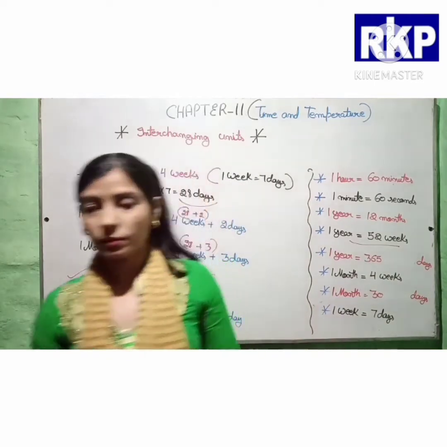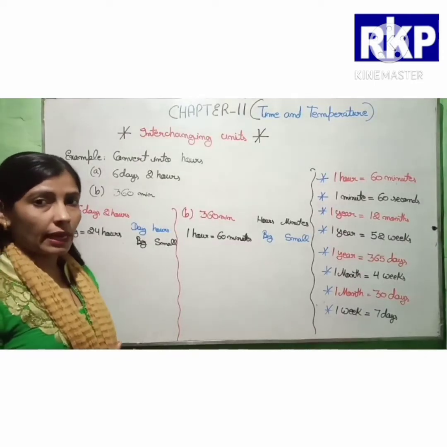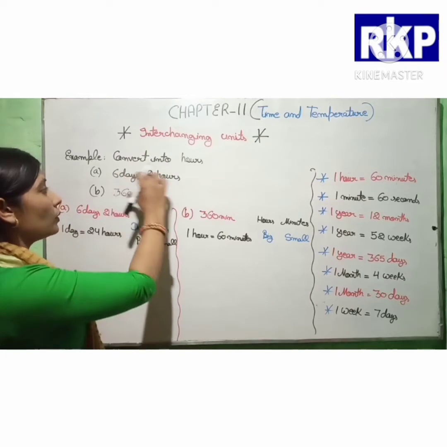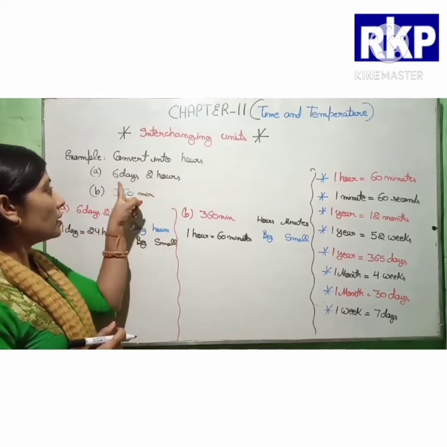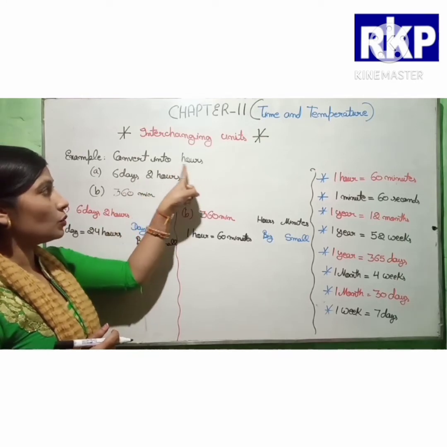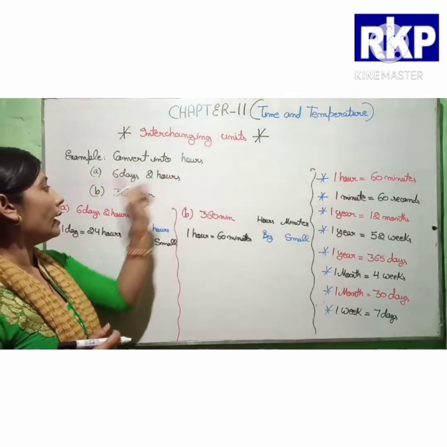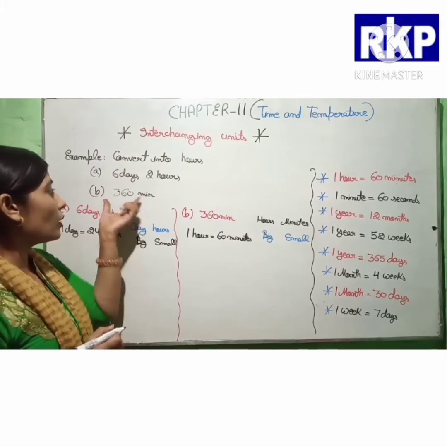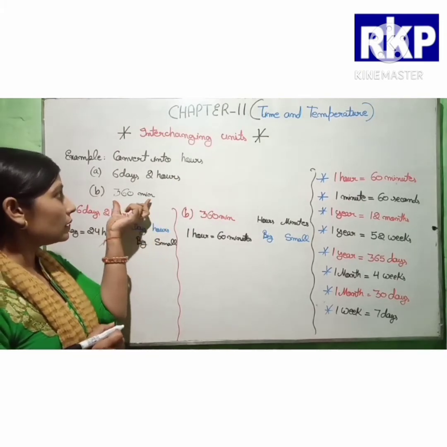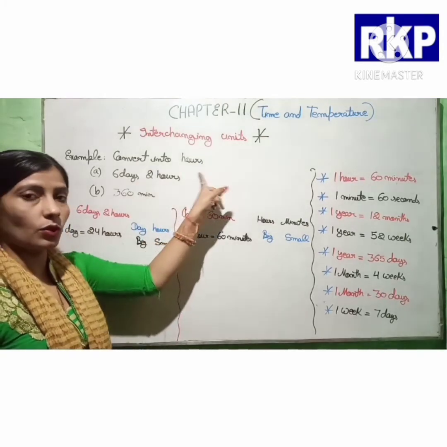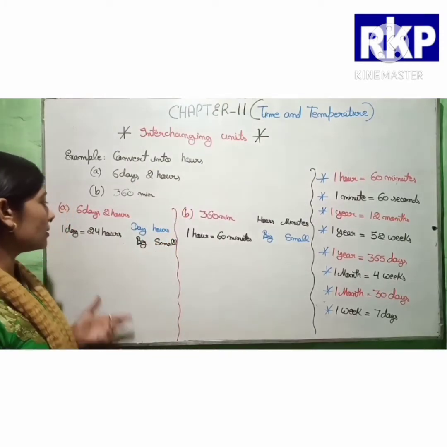Now students, let us take some examples. Here we have two examples. In the first, we have to convert 6 days 2 hours into hours. And in the second, we have 360 minutes and we have to convert these into hours. So let us see how we can convert these.